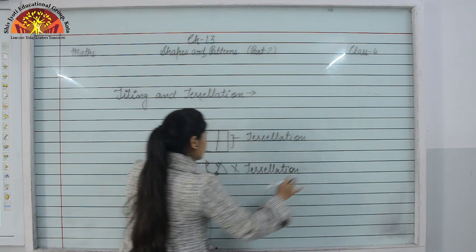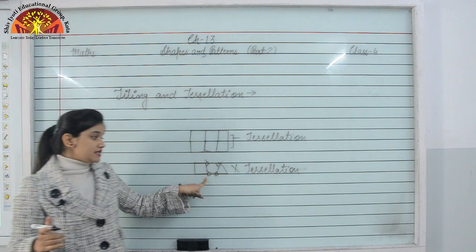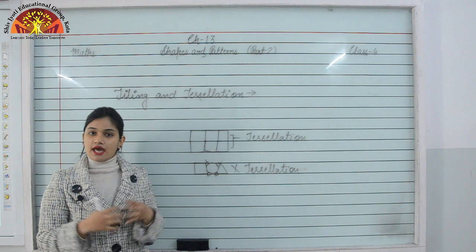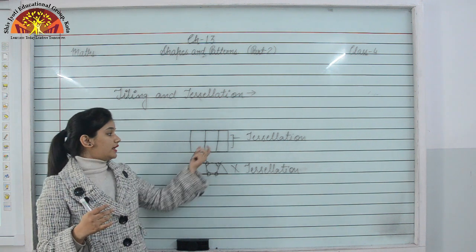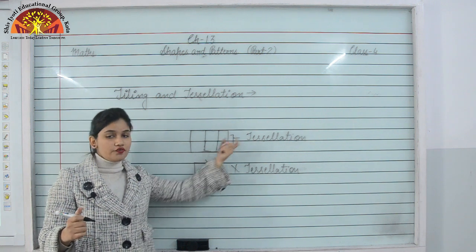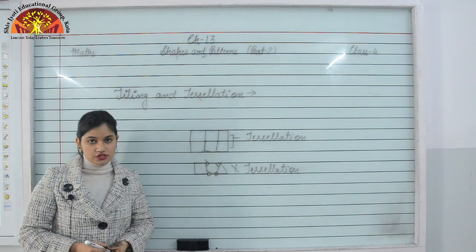So here we have seen the meaning of tessellation. This is an arrangement of shapes in such a way that we cannot see any space between them or they are not overlapping each other. Okay, so this will be the perfect example of tessellation. Now we'll see some questions of it.